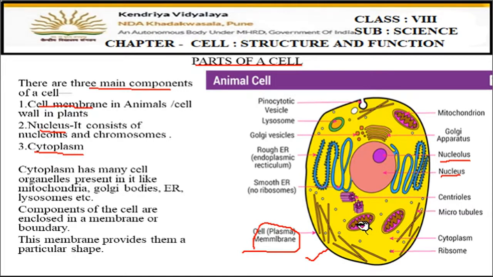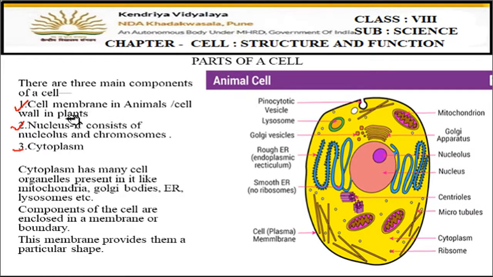Cytoplasm consists of many cell organelles. You can see many small organelles floating in the cytoplasm, like ribosomes, Golgi apparatus, mitochondria, lysosomes, and the endoplasmic reticulum, rough endoplasmic reticulum and smooth endoplasmic reticulum. Rough means they have ribosomes present on them, and smooth means without ribosomes. So these are the cell organelles present in the cytoplasm. The main thing is that the cell has three main components.